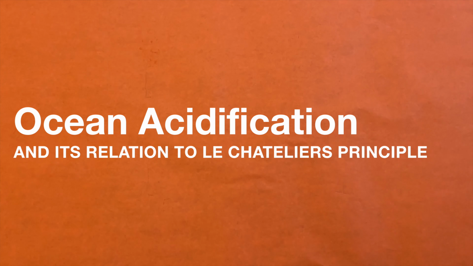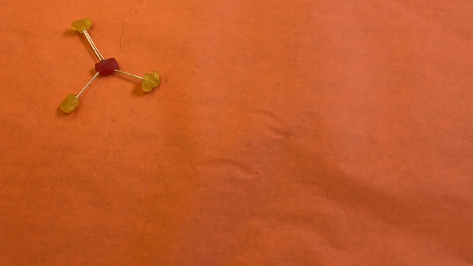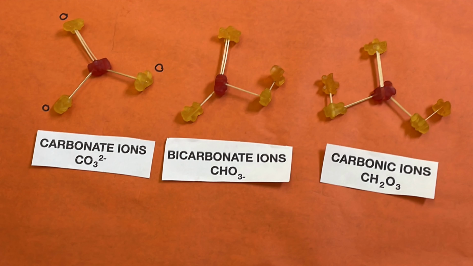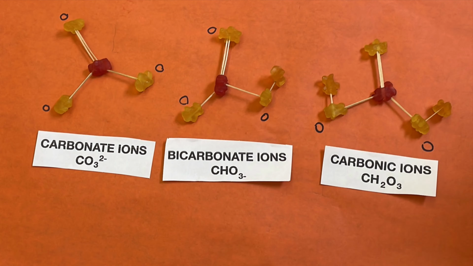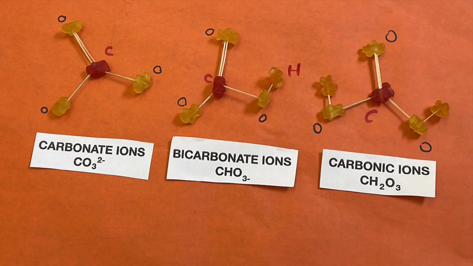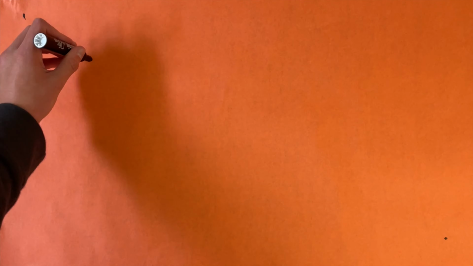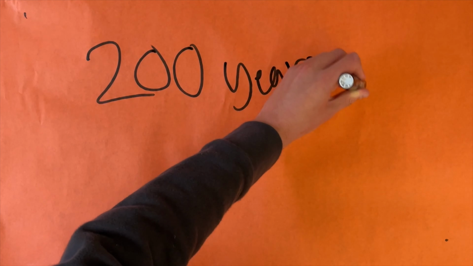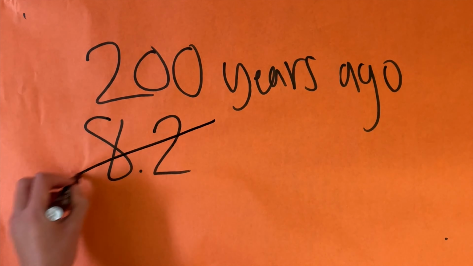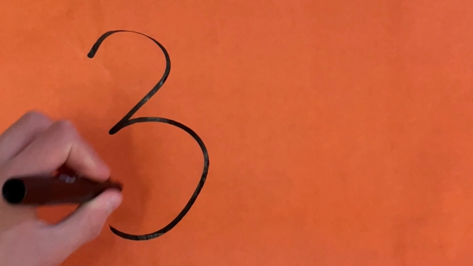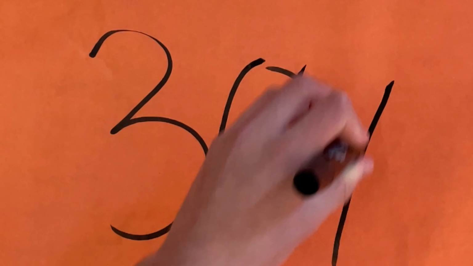Now, how does all this connect to ocean acidification? Let's start at the core. There are three different chemicals that play a role in the acidity of the ocean: carbonate ions, bicarbonate ions, and carbonic ions. These all help keep the ocean's pH at 8.1. 200 years ago, the ocean's pH was at 8.2, but now it's at 8.1. This is actually a 30% increase in acidity because one full unit of pH is a tenfold difference of H+.